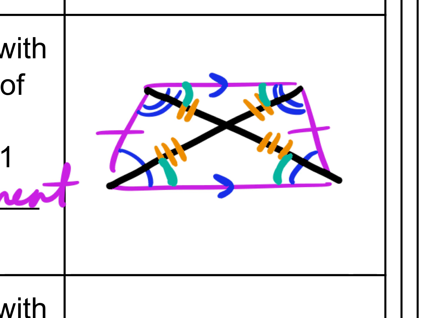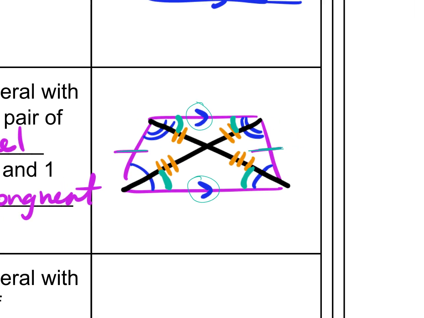So are the arrows that are like this way, are they just a sign that they're congruent or parallel? The arrows mean parallel. Oh, okay. These mean congruent, the marks on the sides. Okay. Can I move on?